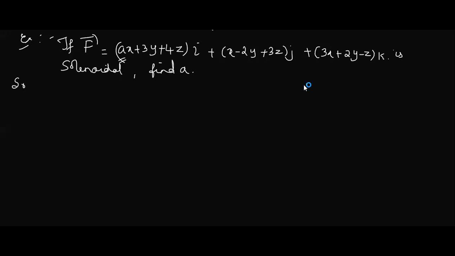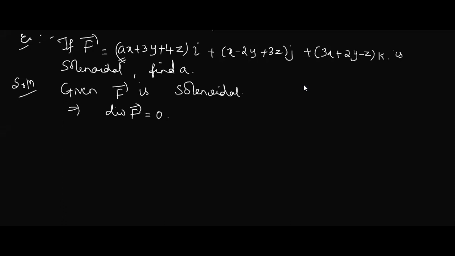Now, what is the given thing here? F bar is solenoidal. If any vector field is solenoidal, what does it mean? Yes, its divergence is 0. So let us take the divergence, which means taking the dot product with del. Del dot F is 0.